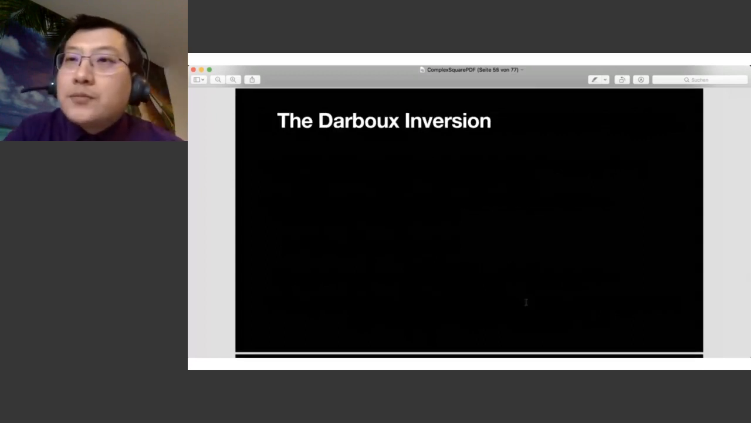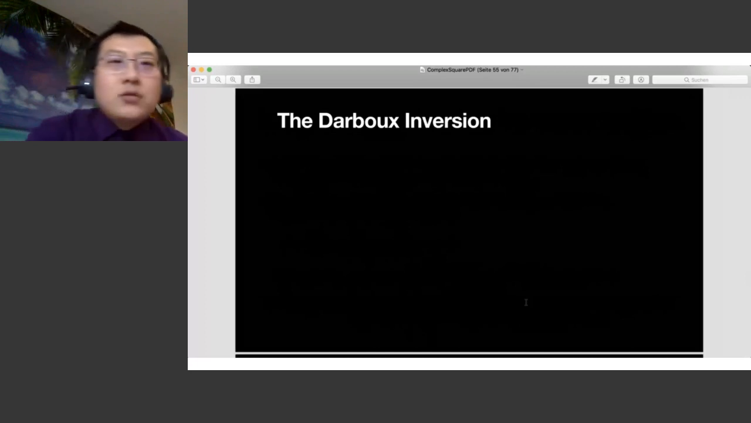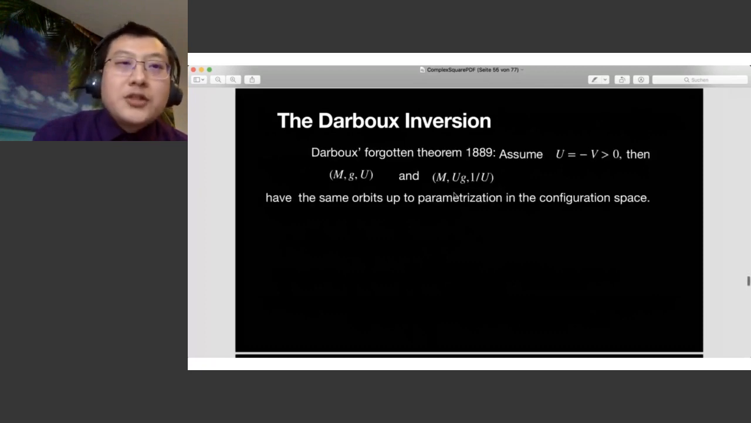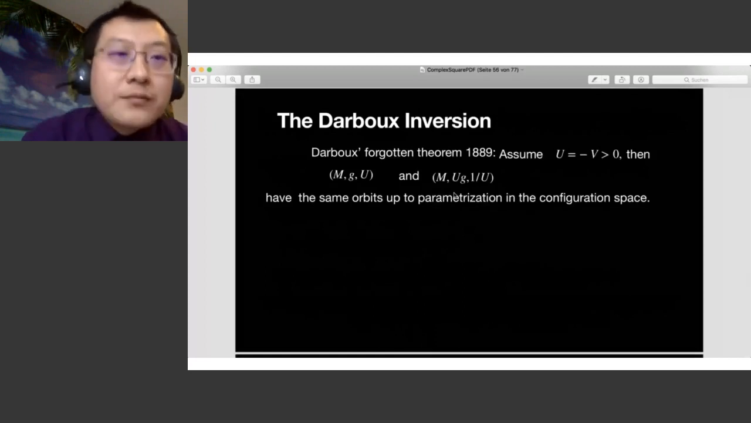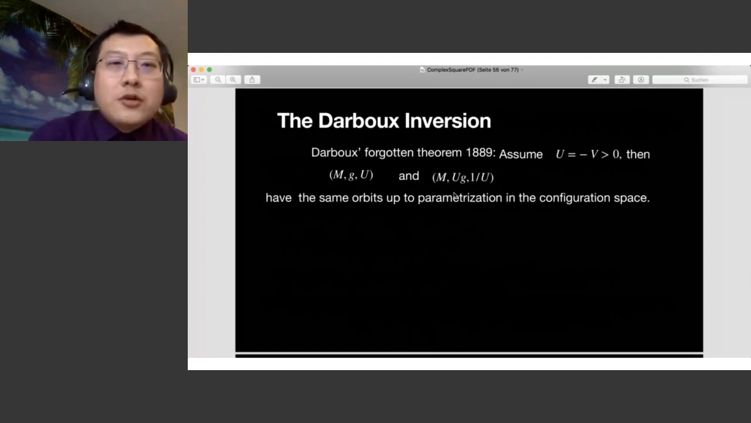Okay, and then I would like to talk a bit about another result, which concerns a forgotten theorem of Darboux and its application. So here's a forgotten theorem of Darboux from 1889, which I'll try to state in the simplest form.